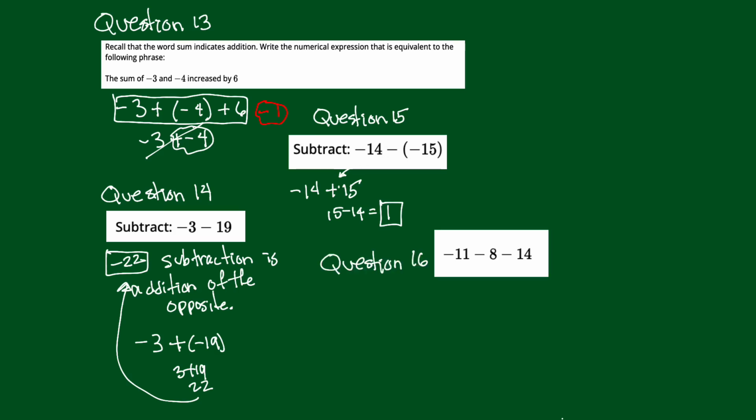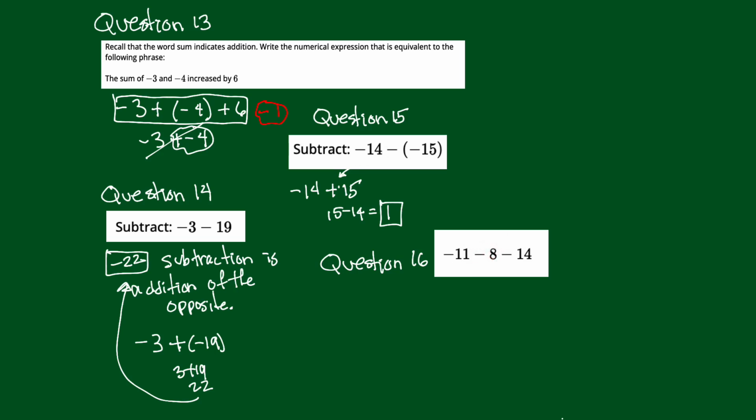In number 16, it looks like we've got a couple of subtractions going on here. I've got negative 11 minus 8, and then from that result, we'll subtract 14. So let's do this. Subtraction now is addition of the opposite, right? That's subtraction right down here. Here's what subtraction is. Subtraction is addition of the opposite. So what you do is you change subtraction signs to addition signs, and then the number following it, you change it to the opposite of that.